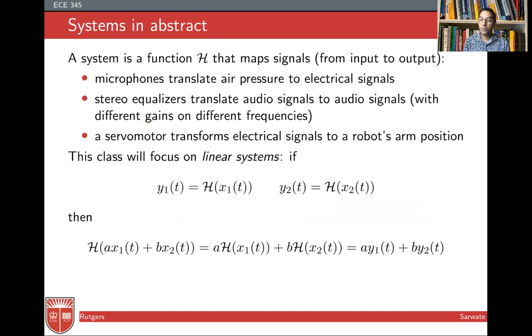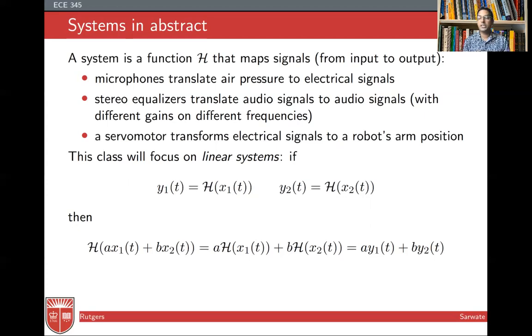So this class is going to focus a lot, especially after the first 3 weeks or so, on linear systems. If we call our system H, and Y1 is the output with input X1, and Y2 is the output with input X2, then if I take a linear combination of X1 and X2, I get a linear combination of their corresponding outputs. That's what it means for a system to be linear.